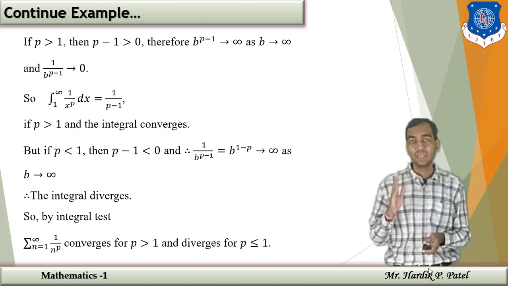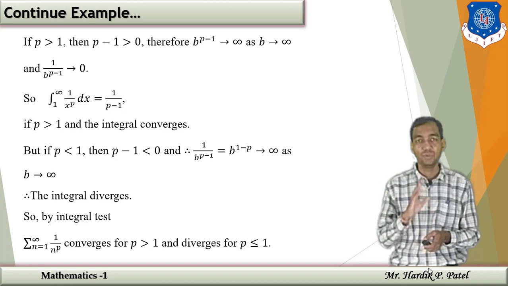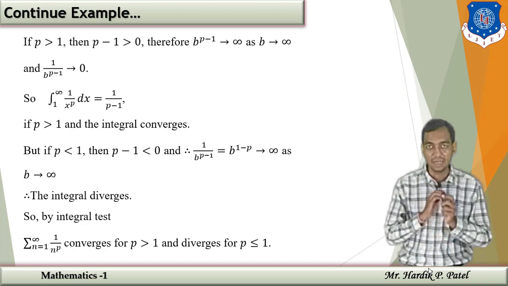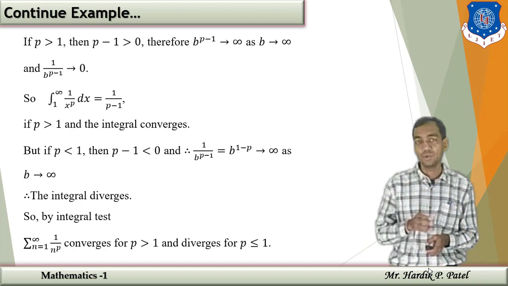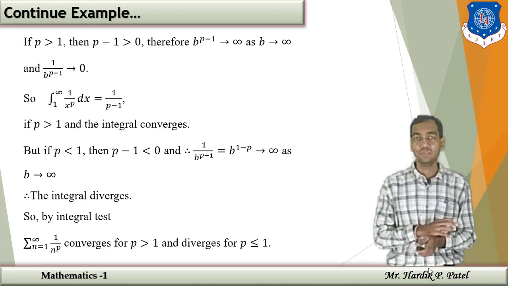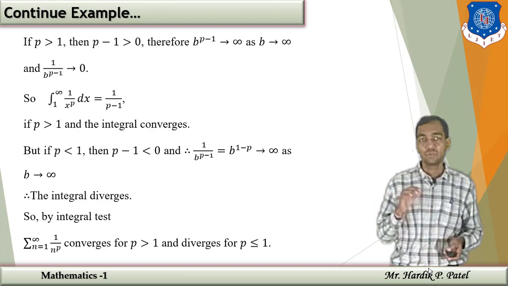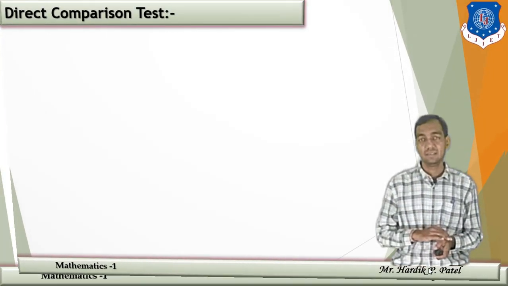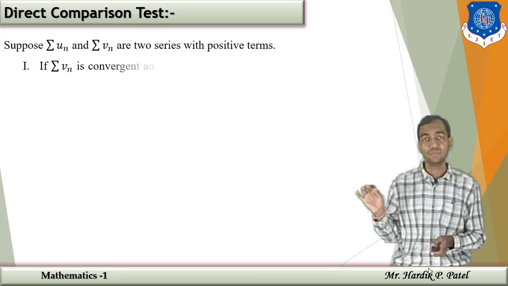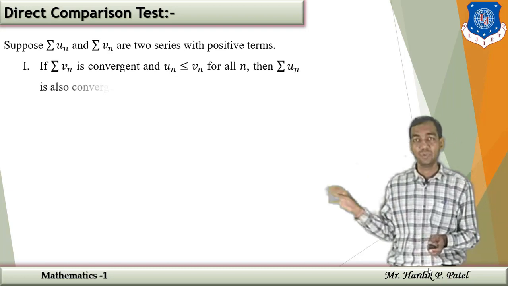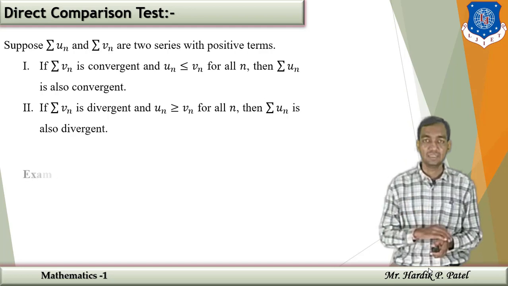So what you have is: for P less than 1, divergent; for P greater than 1, convergent; and for P equal to 1, divergent. That means for all values less than or equal to 1, the series is going to be divergent. So, if we summarize the P series, then the P series is convergent for P greater than 1 and divergent for P less than or equal to 1. Now we are going on to the comparison test.